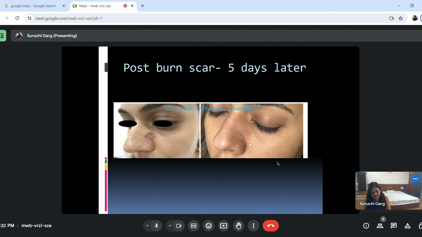I injected PRP, and this was the result after 5 days. She was burned with a cigarette butt in a pub, and she came to me in a very desperate condition, and because I thought of injecting PRP, this is how it improved.